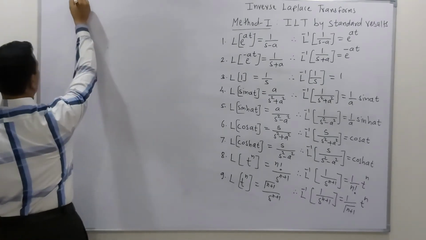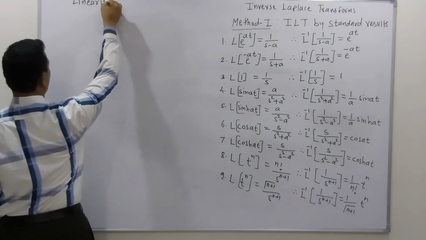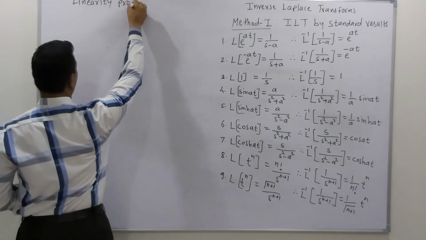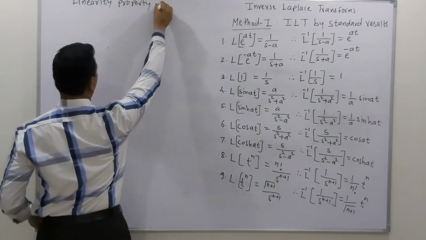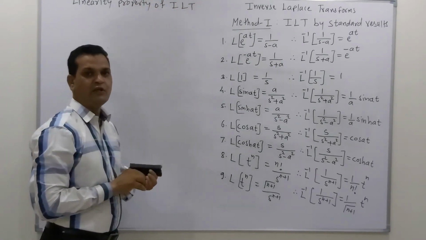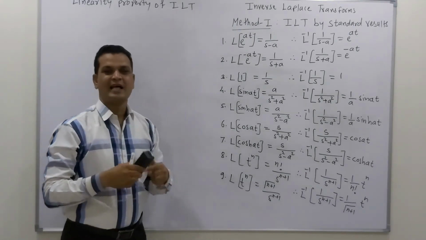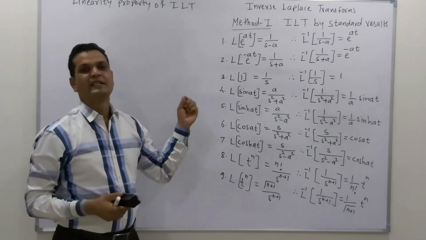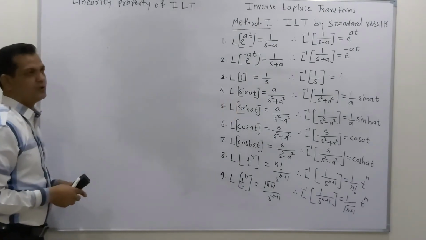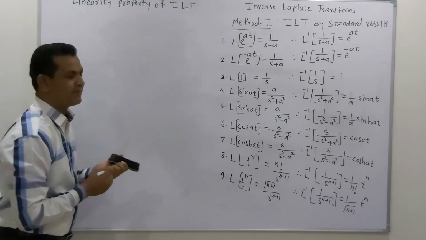So now the next property is the linearity property of inverse Laplace transformation. I will use the abbreviation ILT. This ILT stands for inverse Laplace transformation. So next is the linearity property of the inverse Laplace transformation.